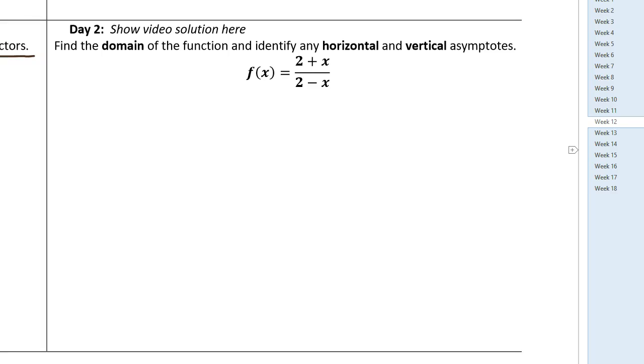Here is the answer for day 2. Find the domain of the function and identify any horizontal or vertical asymptotes. So let's tackle the domain first.